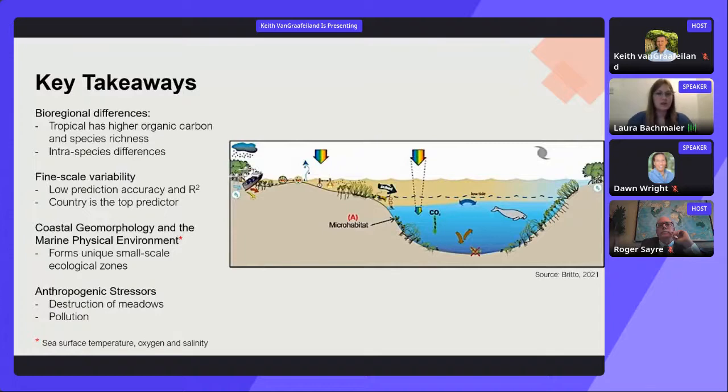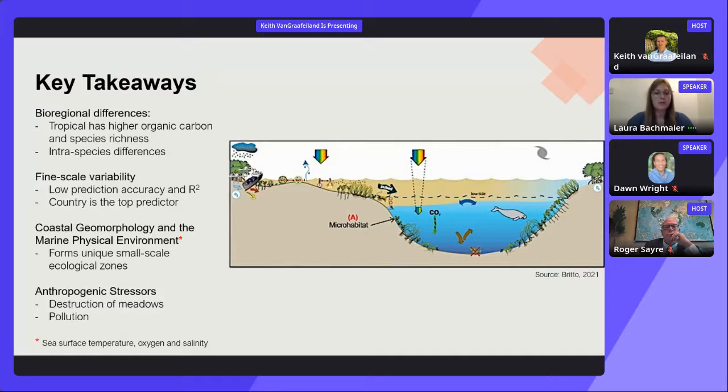So yeah, overarchingly, the study highlights significant differences in organic carbon and seagrass species between bioregions. So tropical regions store more organic carbon, as I mentioned in the beginning, which makes sense considering primary production is higher due to higher irradiance in these regions. And they also host more species. And this is a phenomenon not unique to seagrasses.